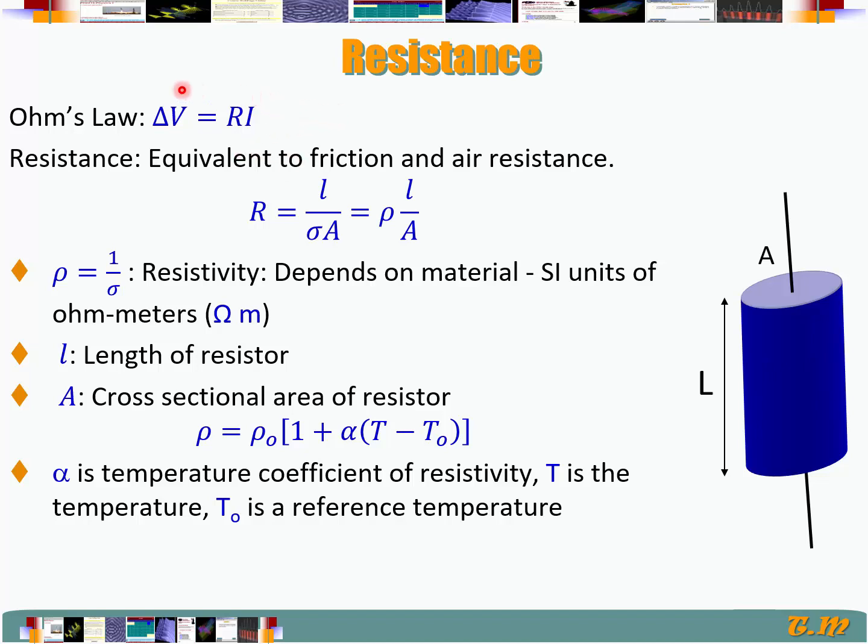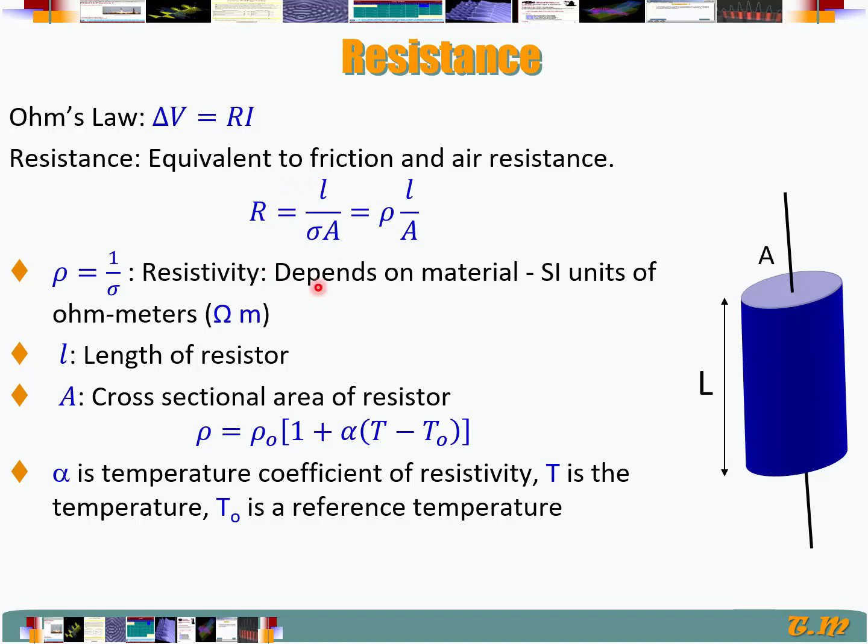Resistance, we get it from Ohm's law. Change in voltage, or the voltage difference across a conductor, is equal to the resistance of that conductor times the current that can flow through that conductor. Resistance is actually the equivalent to friction and air resistance for electrical currents.